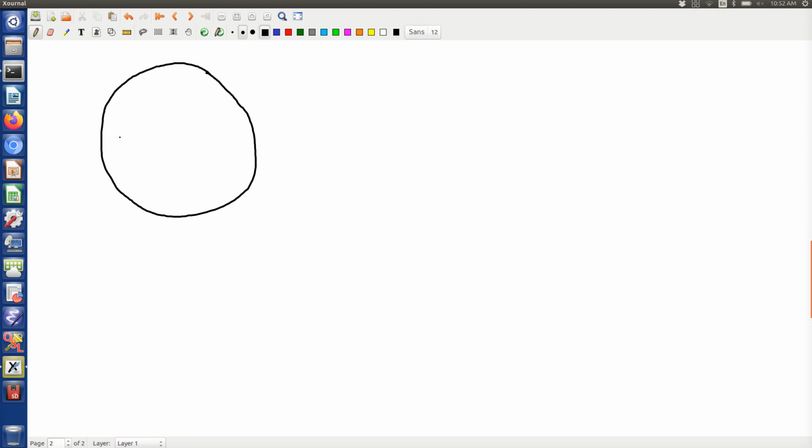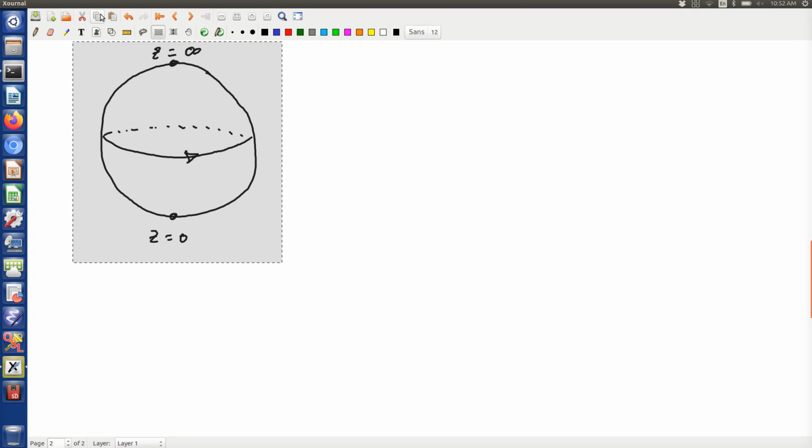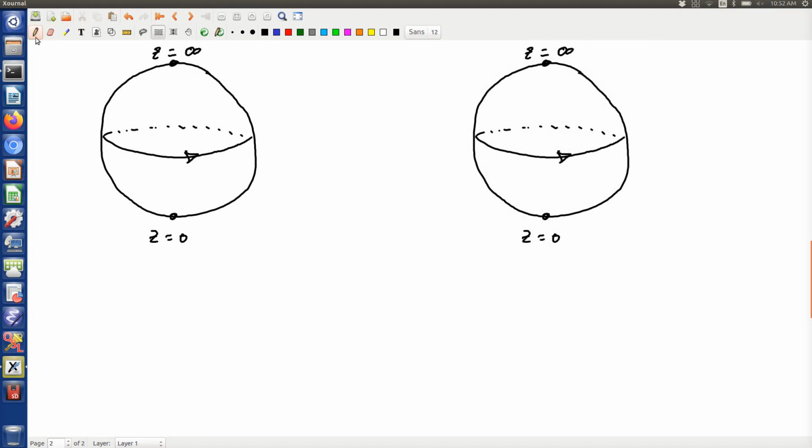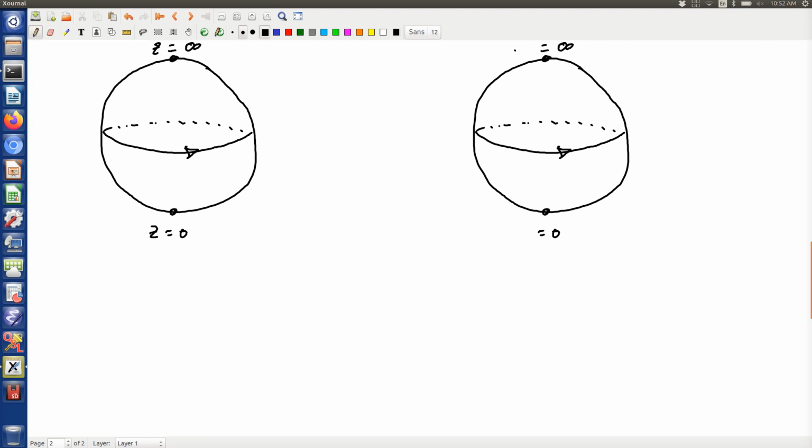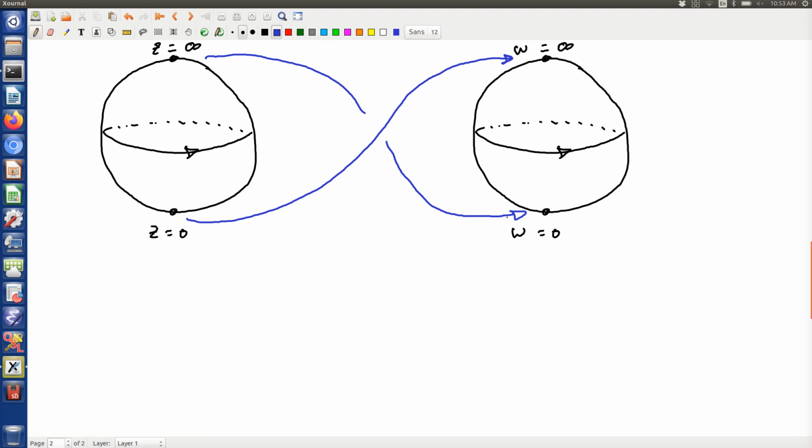So let me show you two copies of the Riemann sphere. What 1 over z does is it takes this copy of the Riemann sphere and it flips it. So now this is the Riemann sphere for W. But now you will notice 1 over 0 is infinity. And of course, 1 over infinity then is 0. The equator, the unit circle, is fixed, but it's flipped over.